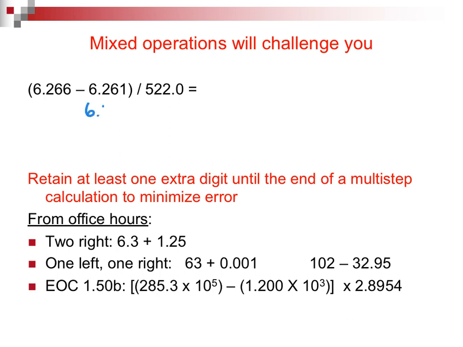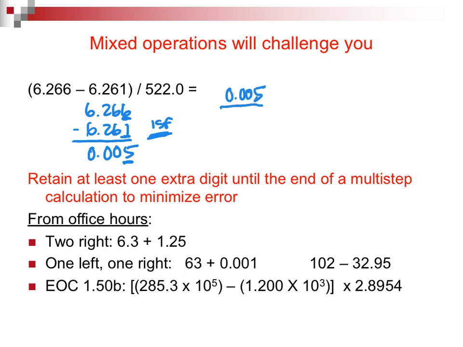If I have 6.266 minus 6.261, I come up with a subtraction of 0.005. So even though I can put these numbers in, I know my significant figure is at that position. My calculation gave me only 1 significant figure that I will carry out. So what I will do is I will say 0.005 divided by 522.0. 1 significant figure here, 4 significant figures here.